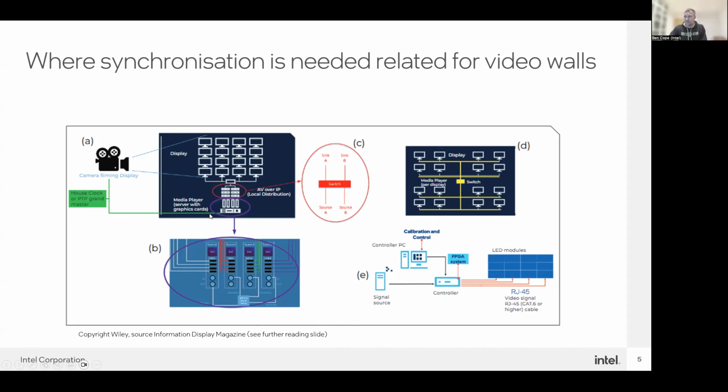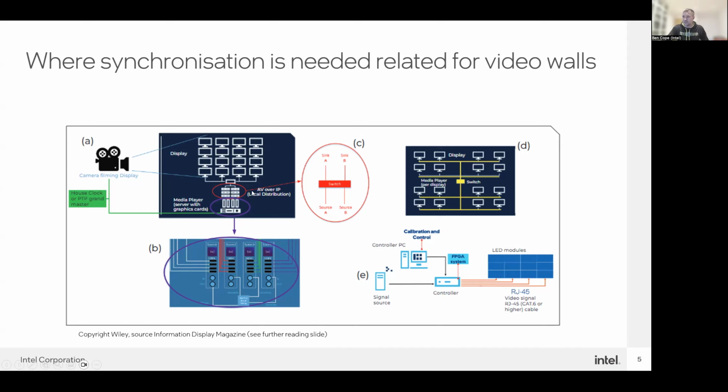The first thing to note is, in scenarios such as a film studio, you may have a camera actually filming the display. If you have a camera filming a display, you need to synchronize that camera's capture to the display. Otherwise, you get a flicker effect. You can try and emulate that by recording a display from your mobile phone. If you play that back, you'll see the light flickering because the rate of capture is different from the rate of display. So that is one scenario.